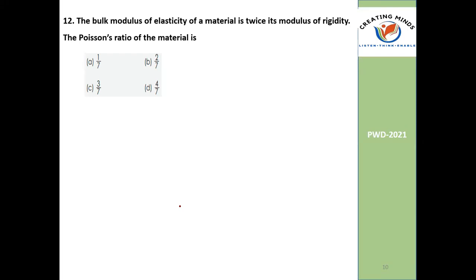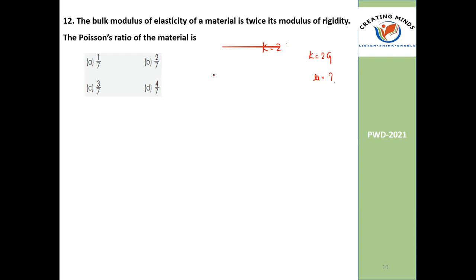So what is given: the bulk modulus of elasticity K of the material is twice the G. So it is given that K equals 2G. What is mu? What is the relationship between K and G? Which equation are you going to prefer?